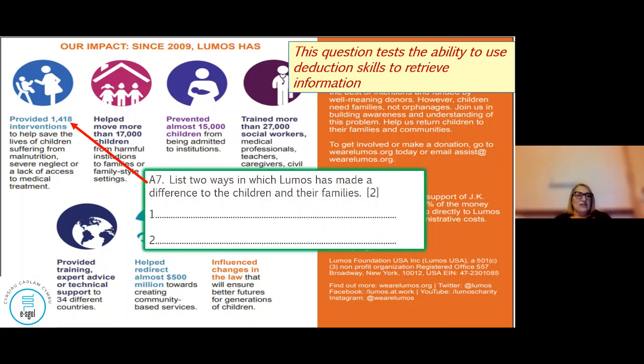So if you look at all of these, it's provided 1,418 interventions to help save the lives of children suffering from malnutrition. It's helped move more than 17,000 children from harmful institutions. It's prevented almost 15,000 children from being admitted to institutions. It's trained more than 27,000 medical workers. I can go on reading all of these out, but the fact is there are several different possible answers that you can choose from. You only need to choose 2 of those, because the question only gives you 2 marks and space for 2 answers.